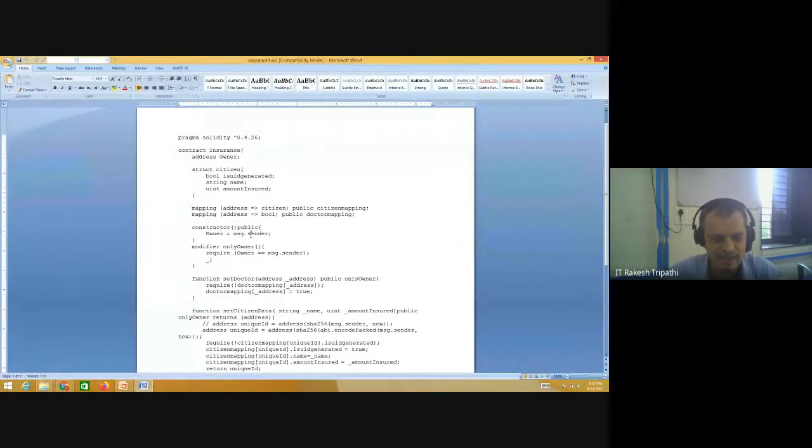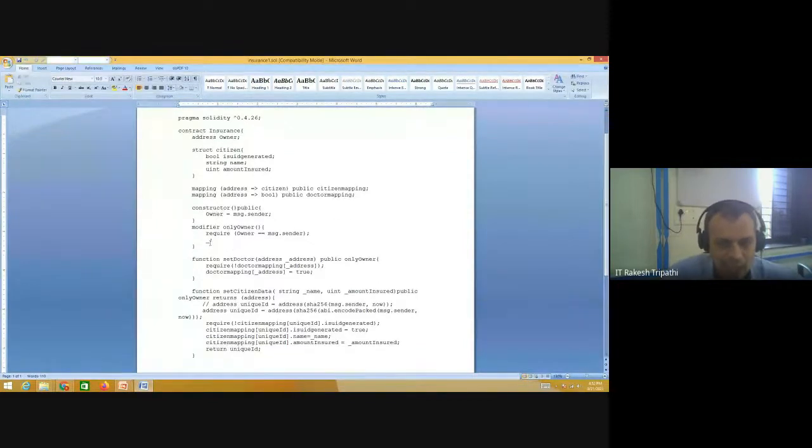So this is the environment variable, msg.sender. Whoever is deploying the smart contract onto the blockchain, there is the environment variable for that, message.sender, and he becomes the owner. So whoever ID is deploying that, he becomes the owner. And this is the modifier.